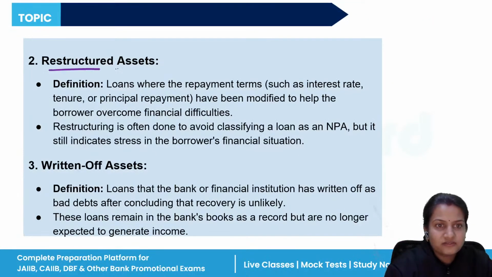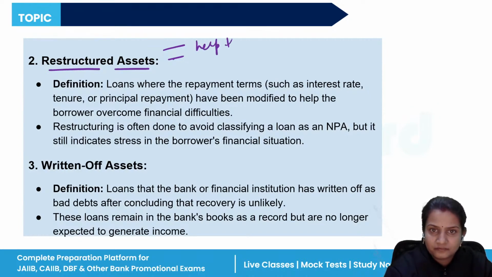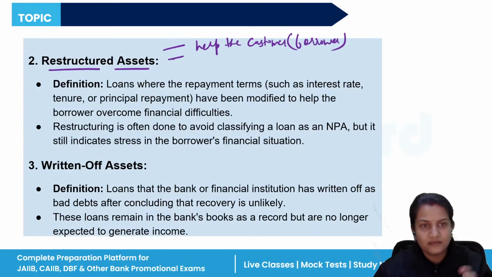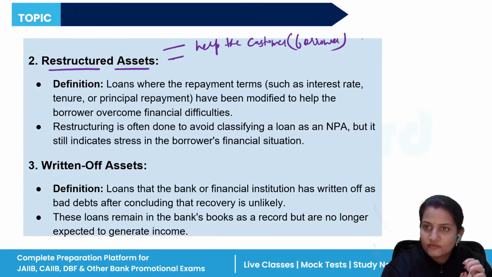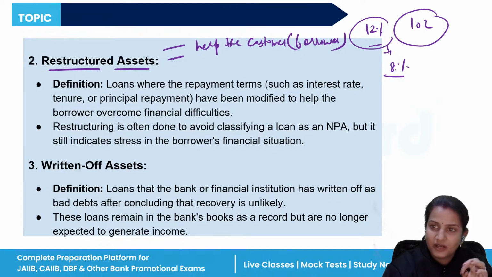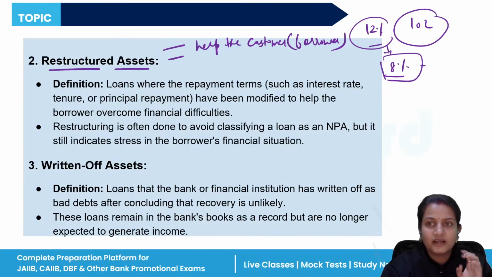Now, next is restructured assets. Restructured asset means where the bank wants to help the customer. Basically, customers are who? The borrowers. The bank will say, okay, the interest was 12% on 10 lakh of loans. Now, I'm reducing this interest. I'm reducing it to 8%. Now, please repay my money back, I have decreased the interest rate.